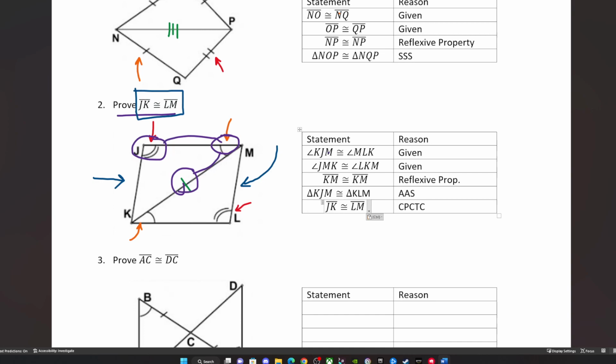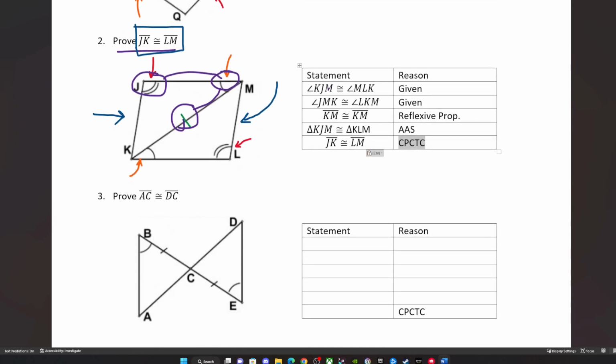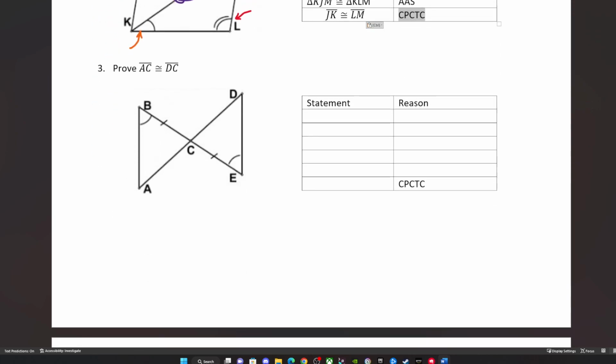So that would be the proof. There you go. JK is congruent to LM. And the reason for them is that corresponding parts of congruent triangles are congruent, or CPCTC. And that's technically what you want to do. All right. Now, I'm just going to explain the next one verbally so that this video doesn't drag on longer than what it already is.